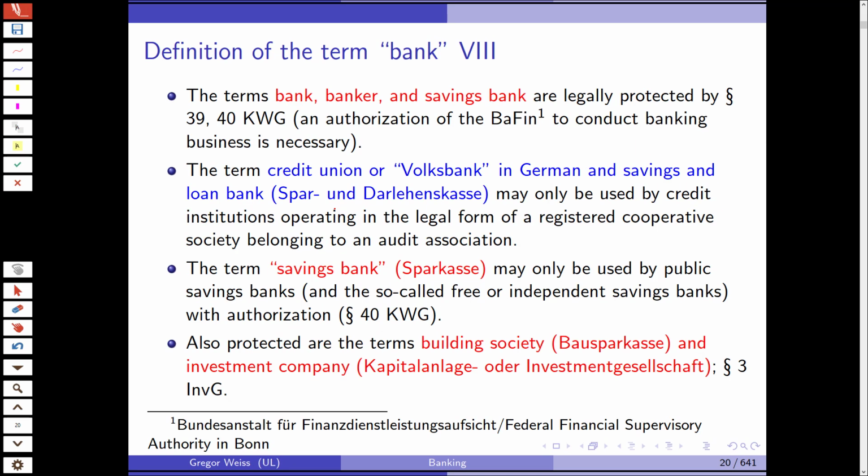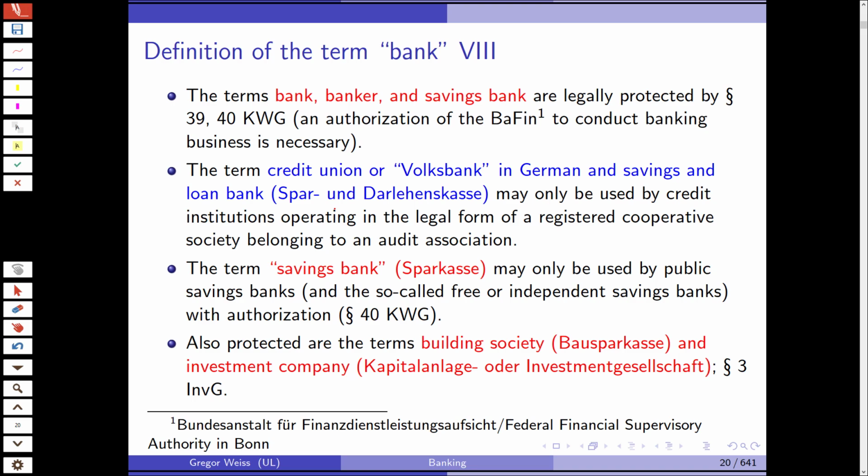Okay. The terms bank, banker and savings bank, Sparkasse, that is, are legally protected by paragraphs 39 and 40 of the German Banking Act. Why? You can't just say, I'm a bank now. You can obviously always say you're a banker. I'm a banker myself, I do research on banking. You can call me banker, I don't care. But as soon as you enter a market and call yourself a banker in your firm name, in your company name, you need to have authorization by BaFin, the German Federal Financial Supervisory Agency, Bundesanstalt für Finanzdienstleistungsaufsicht in Bonn und Frankfurt.